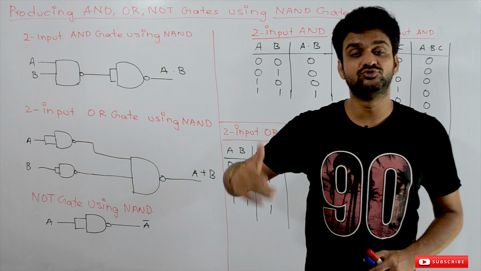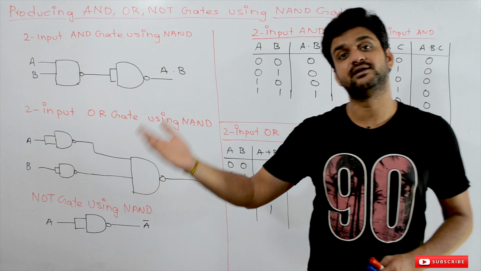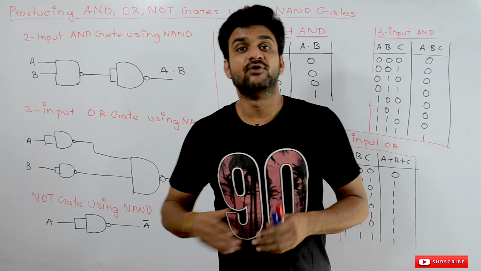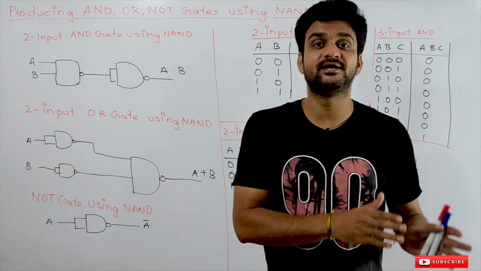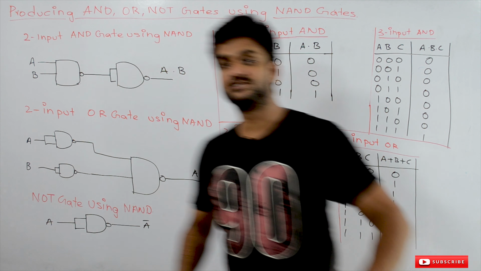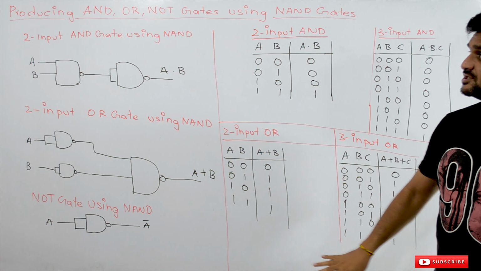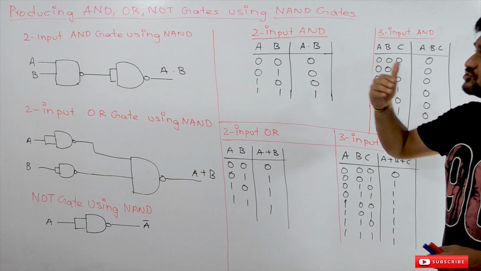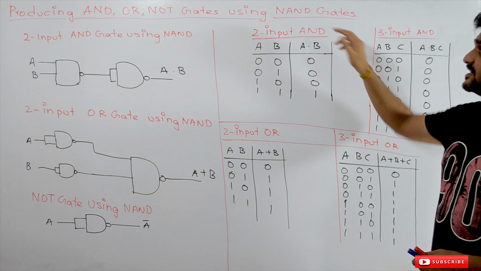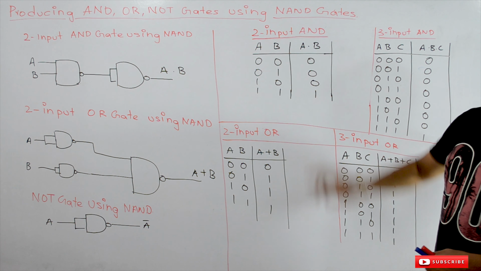What that means is, using either NAND gate or NOR gate, we can produce AND gate, OR gate and NOT gates, because these are the basic gates by using which we can produce any complex circuit. That is the reason why these are called the basic gates. In this class, we will try to understand how to produce AND gate, OR gate and NOT gate by using NAND gates.